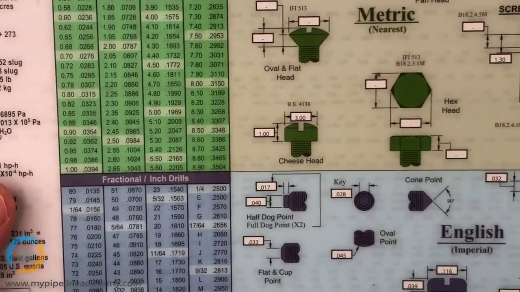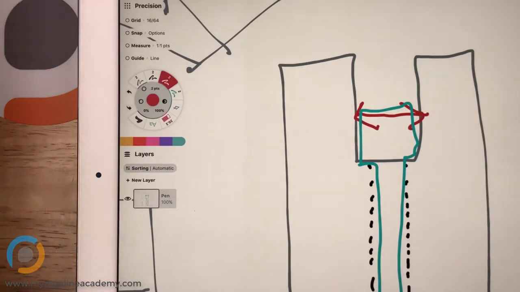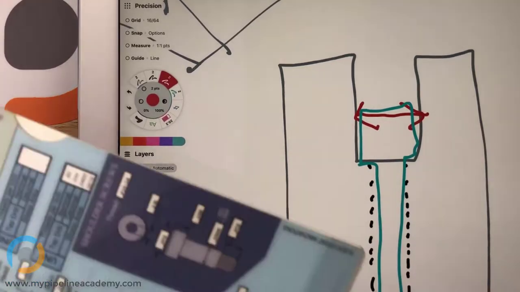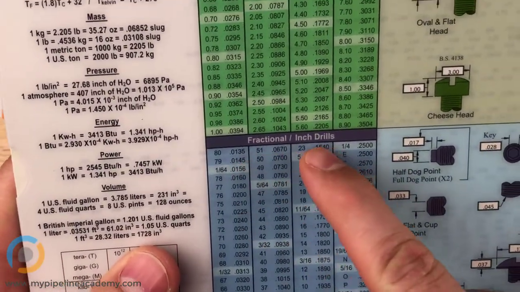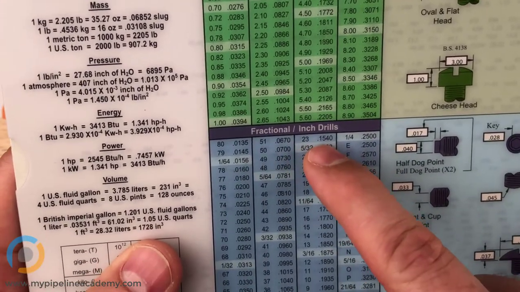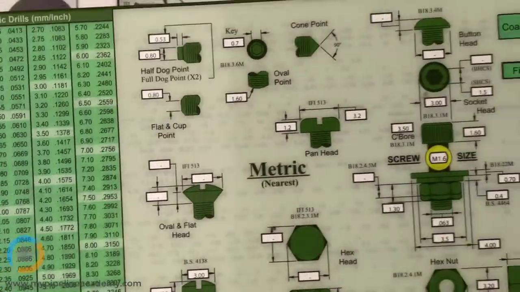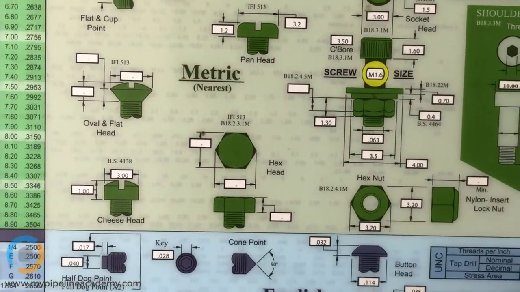Would you say the top two most common things that you look at on this chart, day-to-day? Or maybe that's not the right question because you're someone that's experienced, but for someone that may be a beginner, what are the top two things that they'll look at? Maybe the fractional to drill number conversion, and they have it for both inches and for metric. That's really useful. And then also, sometimes you want to compare metric to inch screw sizes.